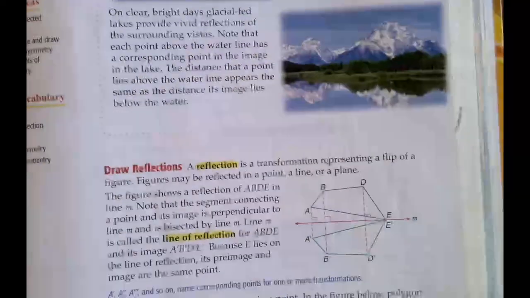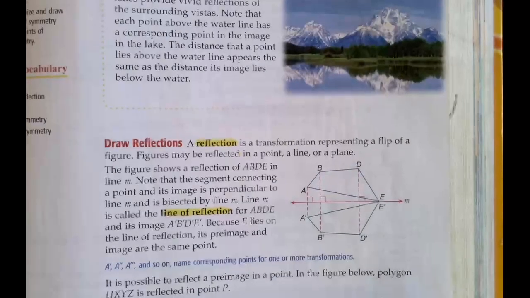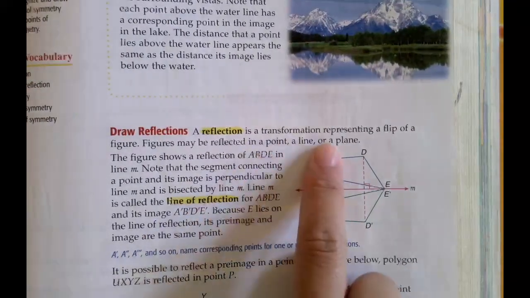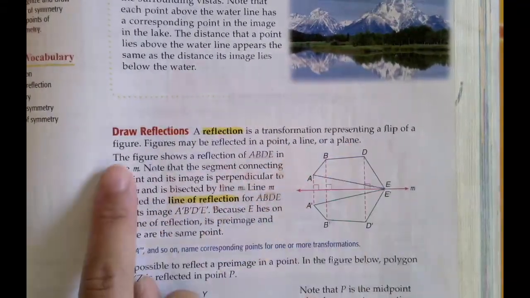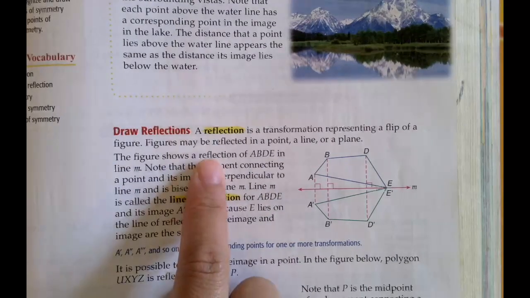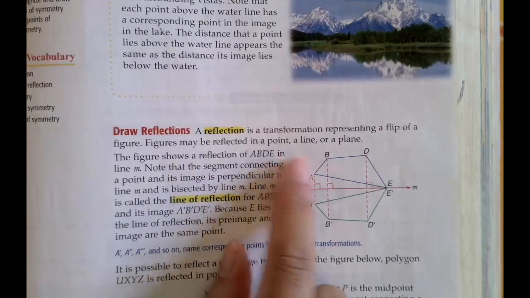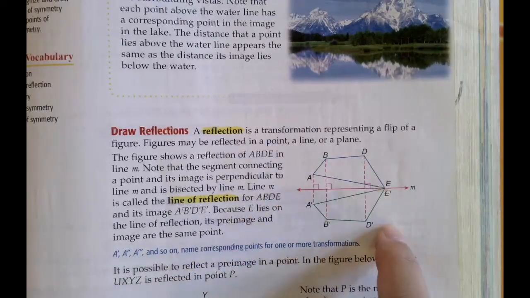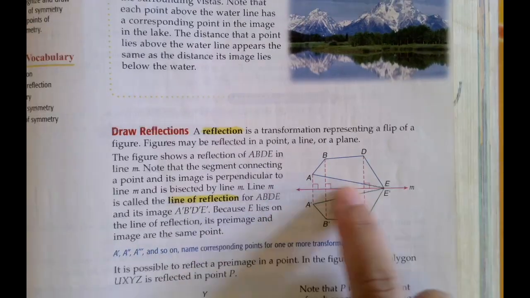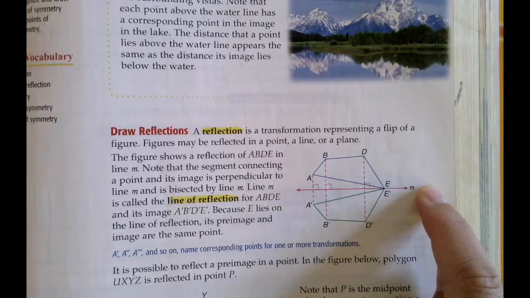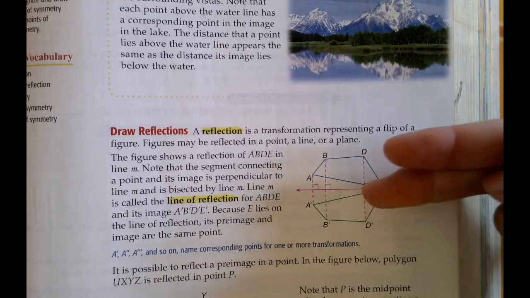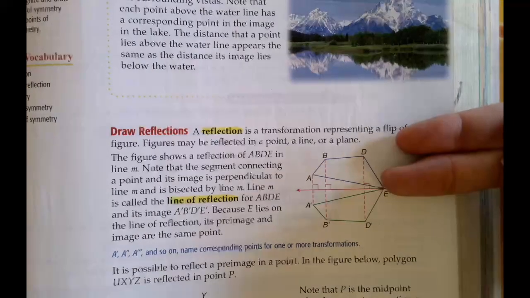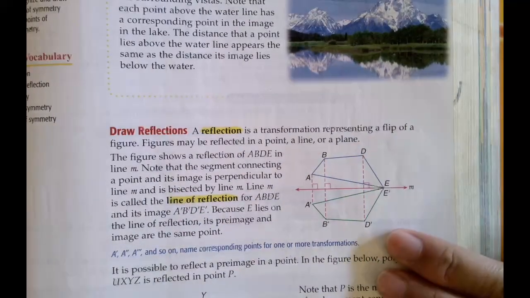We're going to start off with reflections. A reflection is a transformation that represents a flip of a figure, and they can be reflected in a point, a line, or a plane. Here in this example, line M is a line of reflection because it takes figure ABDE and flips it across that line.